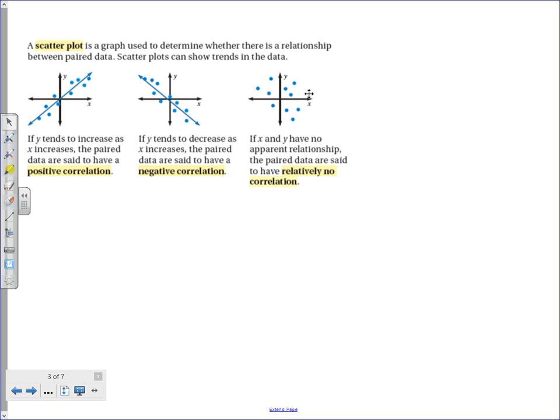And finally, over here, we have an example of a scatter plot that really doesn't have a correlation. It's said to have relatively no correlation. It is neither positive nor negative. In this instance, we can't draw a line of fit. There is no way to make one model that best represents that data.